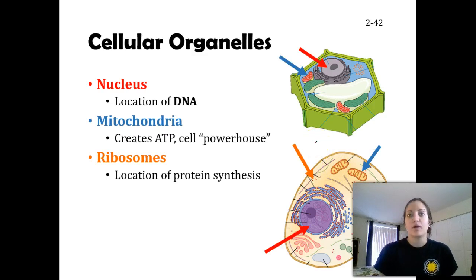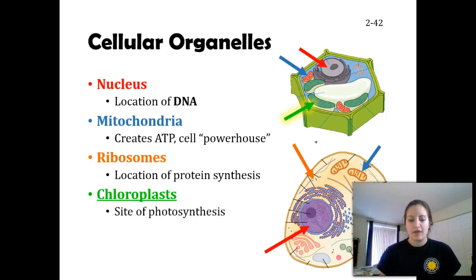So ribosomes are where proteins are being made. So ribosomes are made of RNA. So one and the same. We learned RNA makes proteins. Well, ribosome is a type of RNA. And then only found in plant cells are chloroplasts. Recall that this is where photosynthesis is occurring.